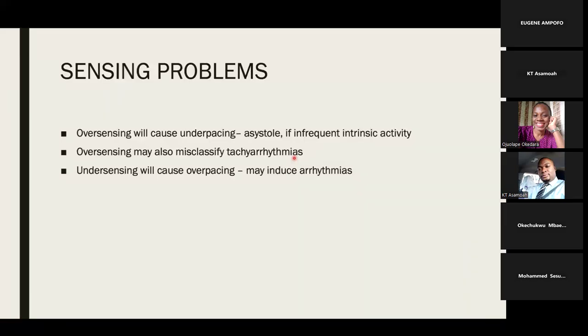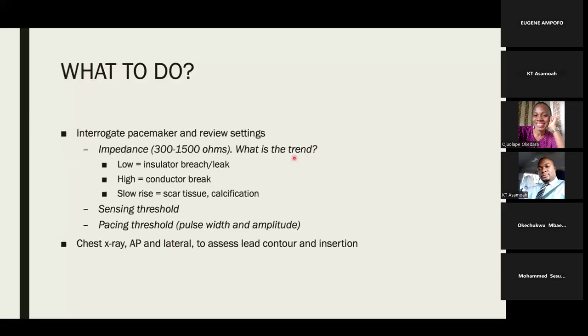So yes, oversensing will cause underpacing or asystole, and they may also misclassify tachyarrhythmias. Because if it's sensing it as activity, as ventricular activity, then it wouldn't really report it as such. And then undersensing can also cause overpacing and may induce arrhythmias.